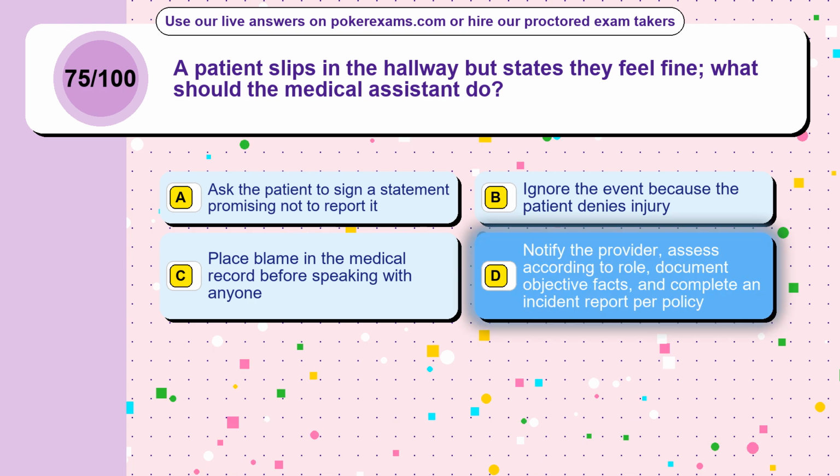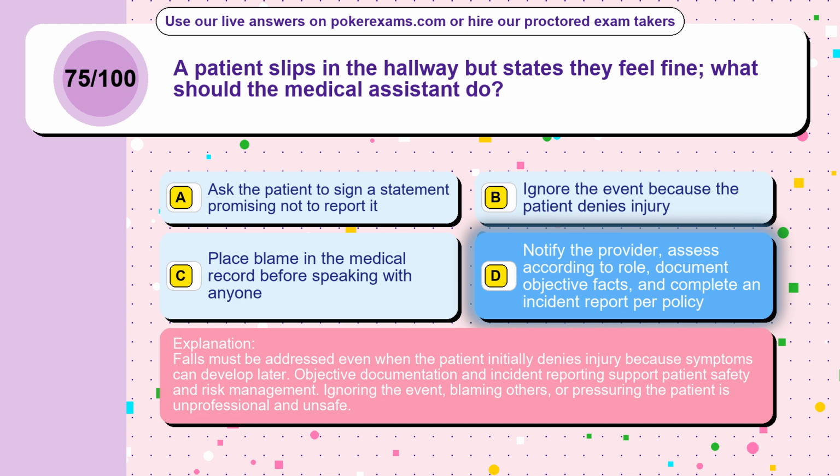The correct answer is option D. Notify the provider, assess according to role, document objective facts, and complete an incident report per policy. Falls must be addressed even when the patient initially denies injury because symptoms can develop later. Objective documentation and incident reporting support patient safety and risk management. Ignoring the event, blaming others, or pressuring the patient is unprofessional and unsafe.